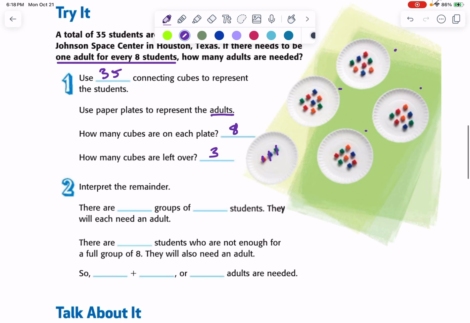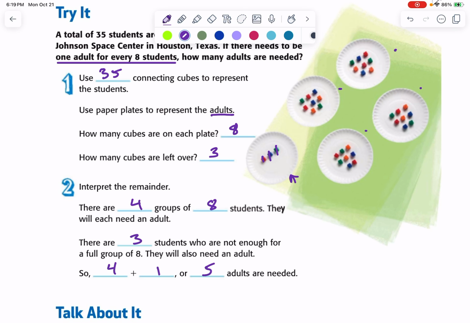So what do we do about this remainder? In the last problem, we just had 1 left over, but this time we can't just leave 3 students home. They still get to come. So there's an adult just for those 3 students. So there are 4 groups of 8 students, and they all need an adult. But then there's also 3 students who are not a full group of 8, but they also need an adult. So we have those 4 groups plus 1 more group, or 5 groups of adults in all.